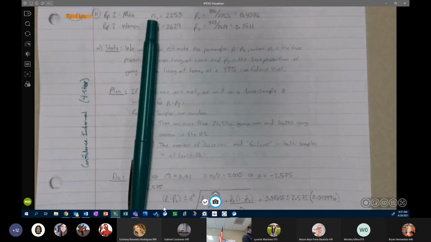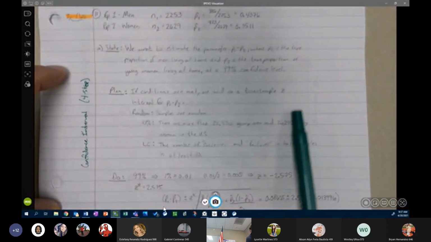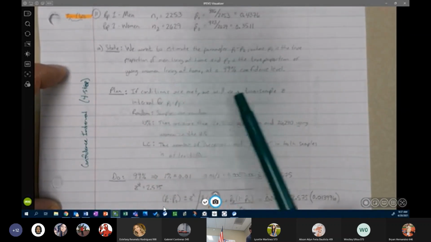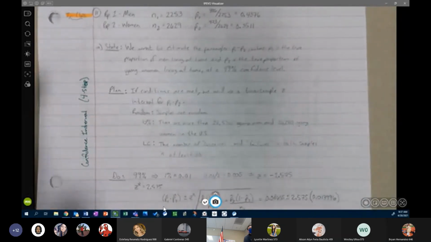Okay. So yes, that's where our numbers came from. Thank you for asking the question. All right, so then we have our statement. We're now in our plan. And again, if conditions are met, 2-sample Z interval. The Z statistic is used with proportions, typically in this case. The other side of it is using the T interval or T statistic when we're dealing with means.